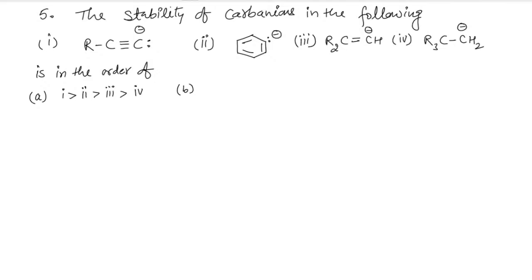B option, second is greater than third, third is greater than fourth, fourth is greater than first. Sorry, fourth is greater than second, second is greater than third, third is greater than first. D option, first is greater than second, sorry, first is greater than third, third is greater than second, second is greater than fourth. Yes, tell me. So what is the order of stability of carbanion? This is from NEET 2008.